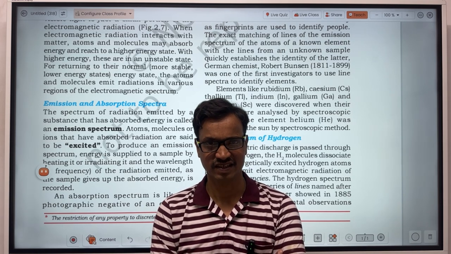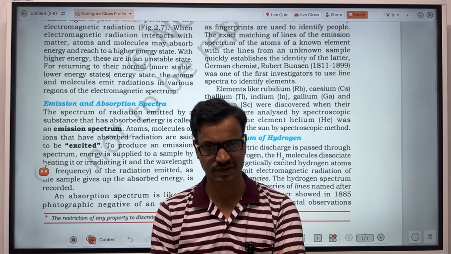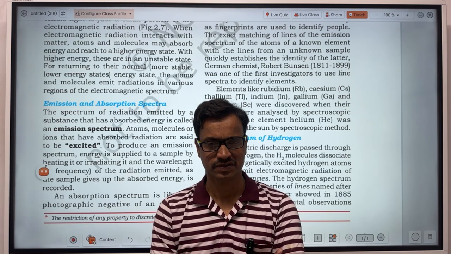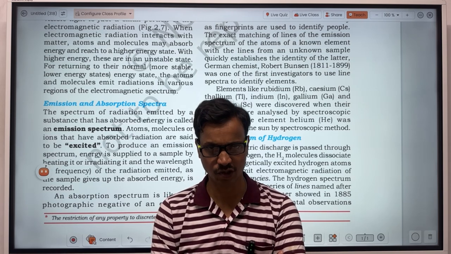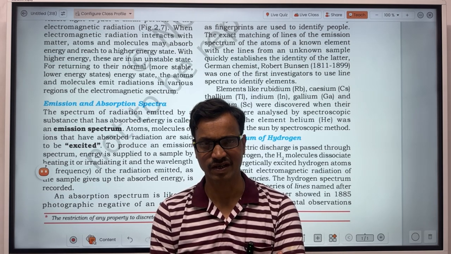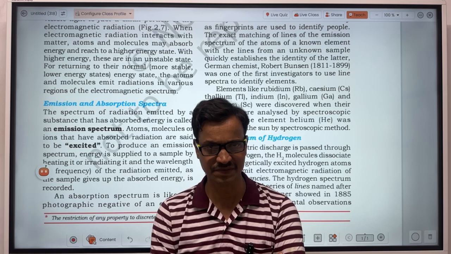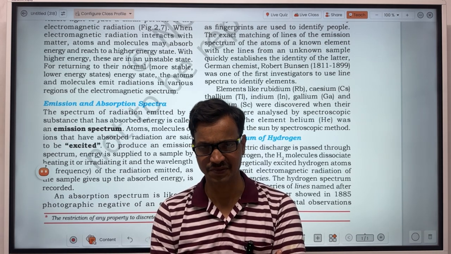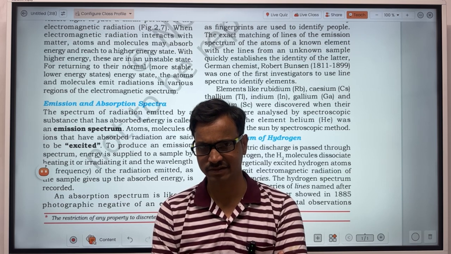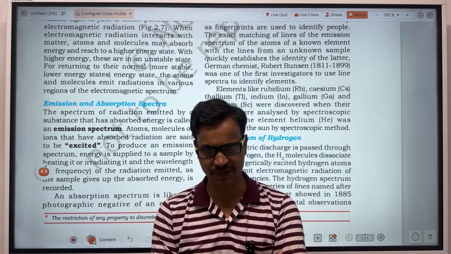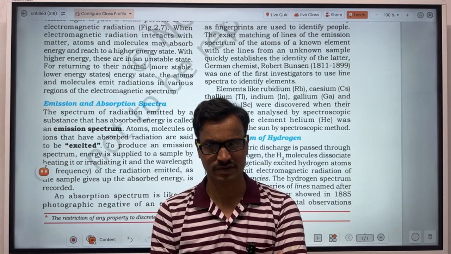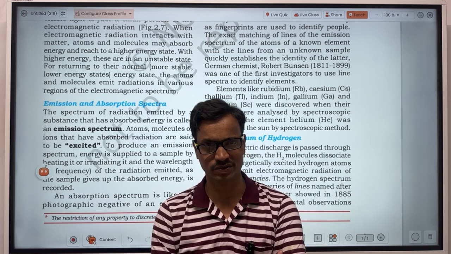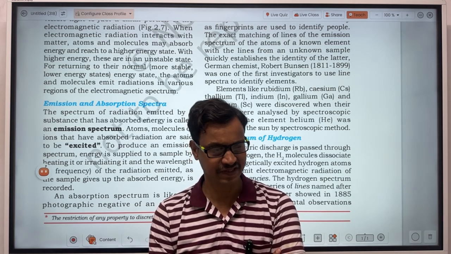Number one was the distribution of electrons around the nucleus in an atom. Number two was the cause of stability of atoms. And third, he explained the hydrogen spectrum. Of these, the cause of stability of the atom and the arrangement of electrons around the nucleus in an atom, we have already discussed.